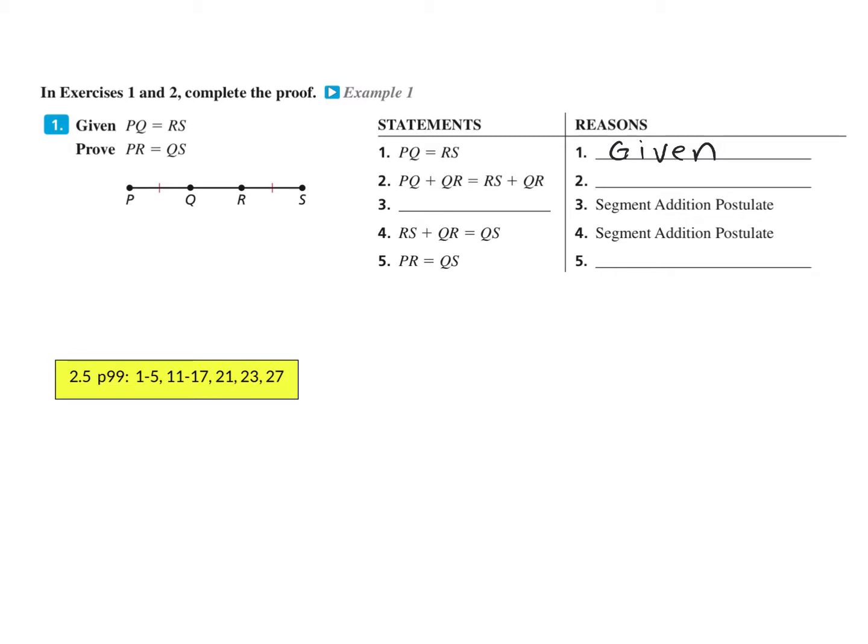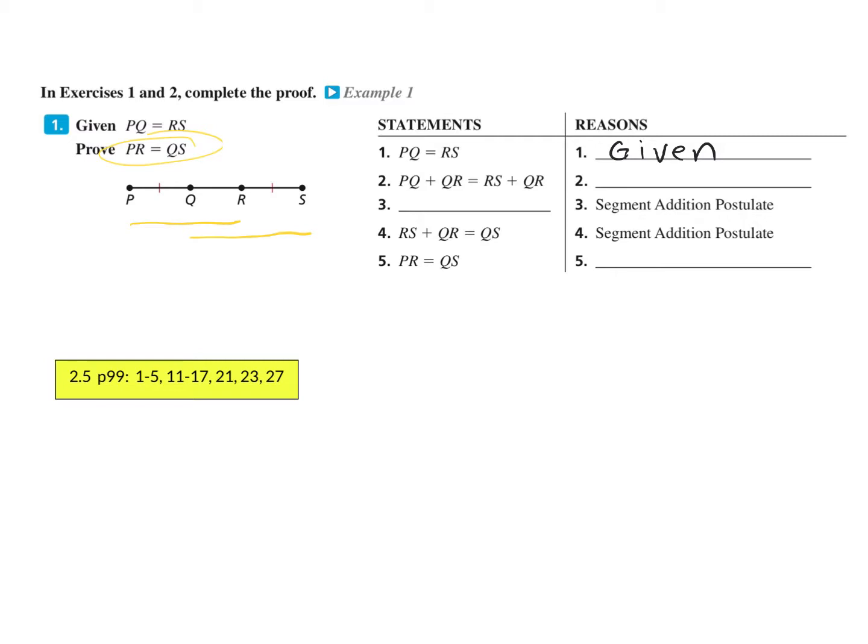And what you need to figure out is how PR is equal to QS. Notice it says equals, and there's no symbols above the PR and the QS. So we are talking about the distance from P to R and Q to S. So P to R and then also Q to S. They're saying that we got to prove that those two are the exact same.